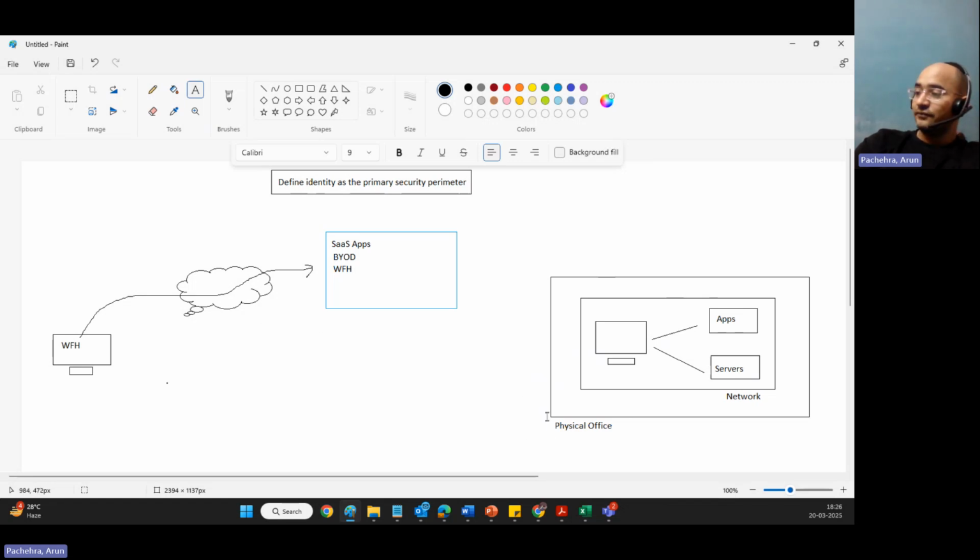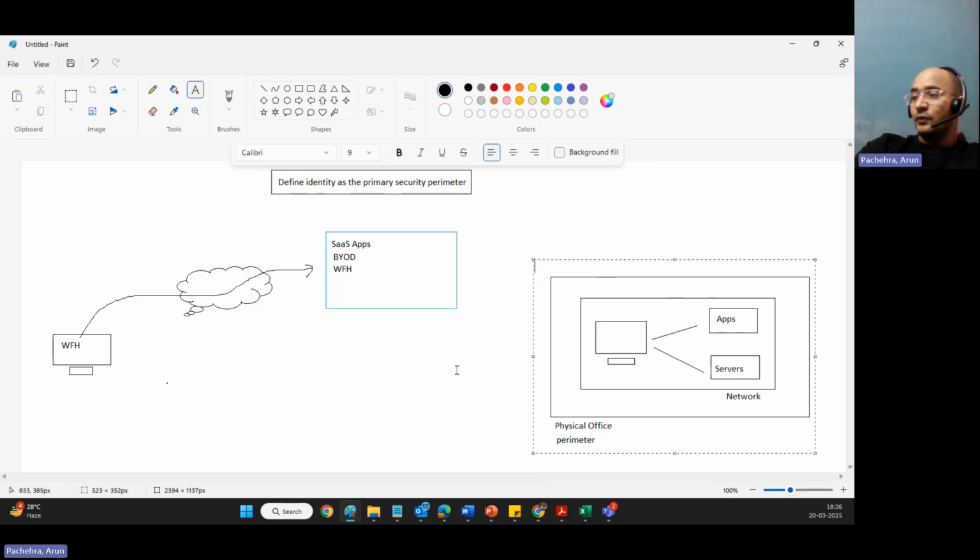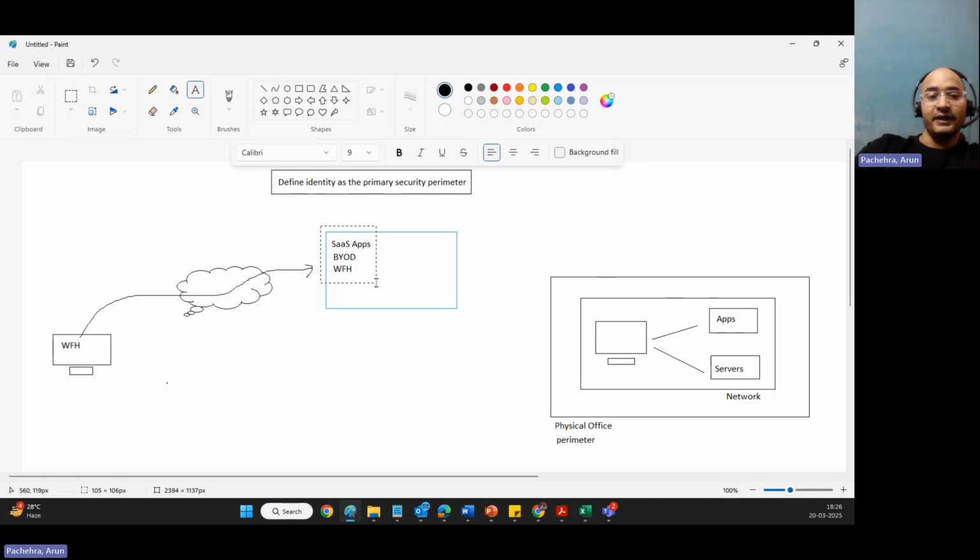And now we cannot think of the physical or network perimeter as the security perimeter, because we are accessing applications which are not even hosted in our data center, from anywhere in the world, from any device that you would like. Those are the scenarios in today's modern days. So what could we do? If we cannot control the physical location, we can control the applications that we have. How? By making identity the primary security perimeter.